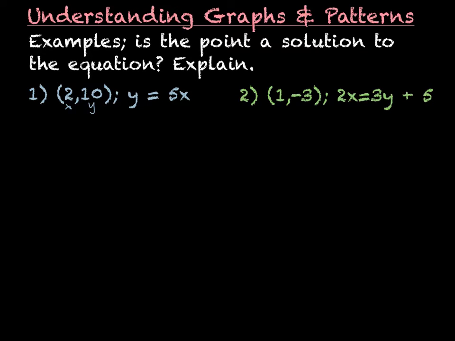So my y is 10, so that's going to go in for the y right there. So 10 equals 5 times whatever my x is. Well, the 2 is going to go in for the x. So I have 10 equals 5 times 2, which is 10. And that is clearly a true statement.